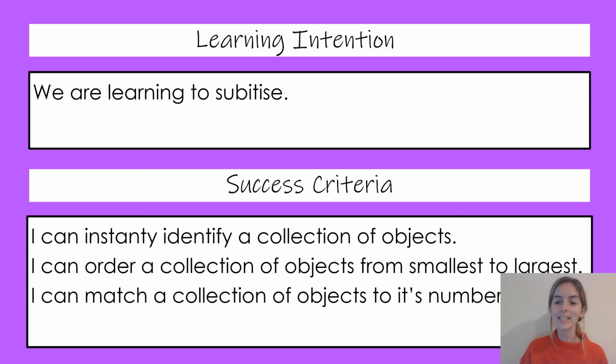Okay, so now to finish it off, let's just go over our learning intention, which was we were learning to subitize, and our success criteria was I can instantly identify a collection of objects. So remember, we were doing that when we had finished our craft and we had all of our objects on there. I can order a collection of objects from smallest to largest. So we did that with our tentacles. We had 1 all the way up to 8.